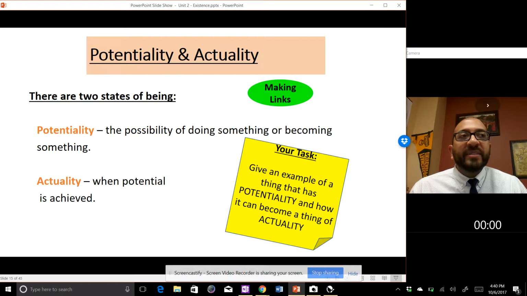So what causes it to happen? It has to be external forces beyond me that move things from being potential to being actual, moves things from just being possible to being achieved.